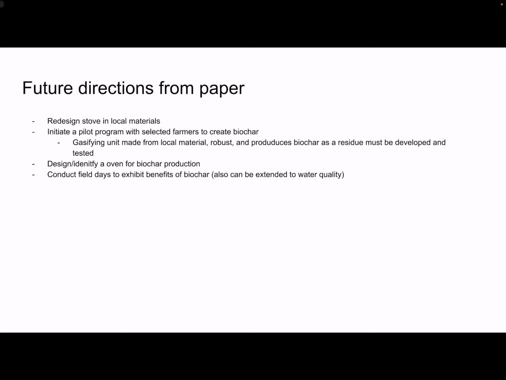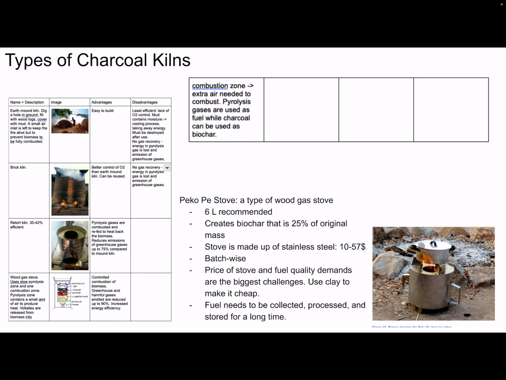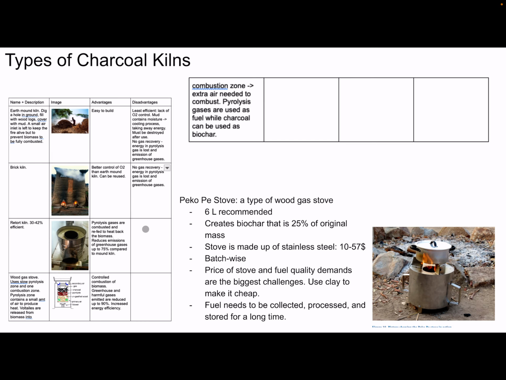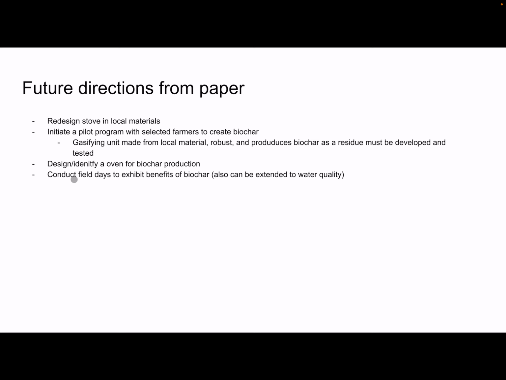So finally, the future directions from the paper: they mentioned how they wanted to redesign the stove in local materials, so the wood stove that I was talking about earlier that can be used to make biochar. Also to initiate a pilot program with selected farmers to create biochar, as well as the gasifying unit, and then design and identify an oven for biochar production. So again, improving the design of this stove, and conducting field days to exhibit the benefits of biochar.